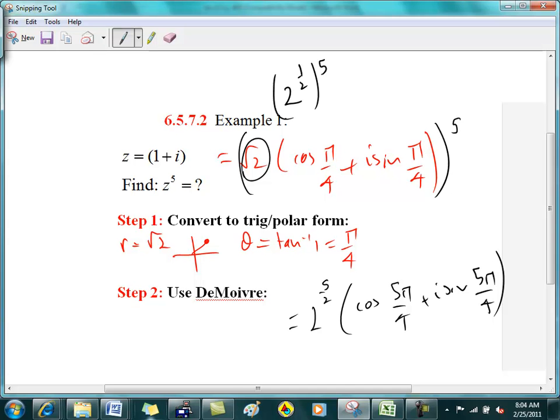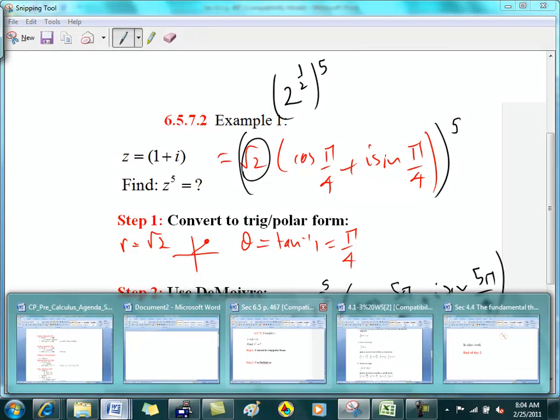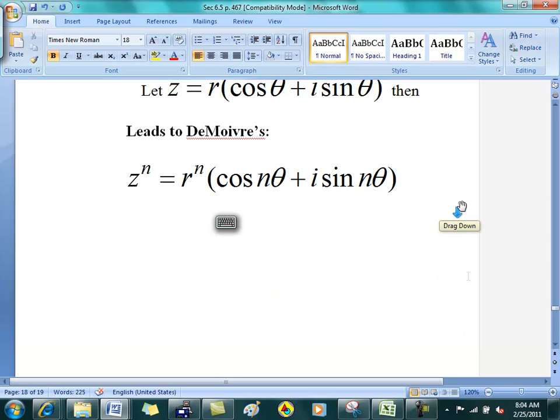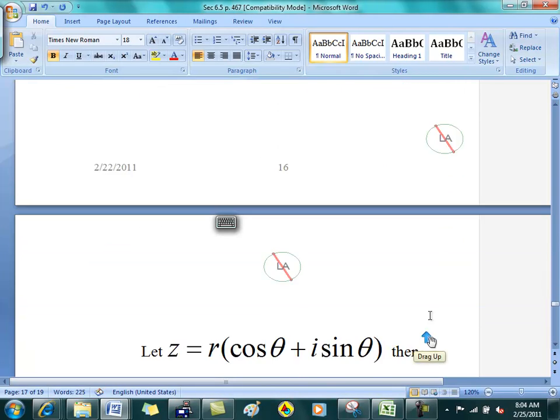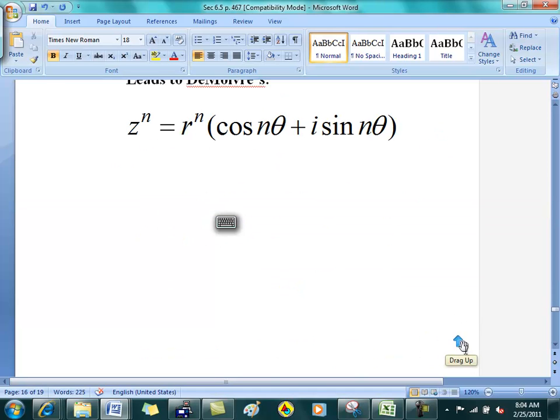Okay, let's go back to our friend De Moivre. Right there. So that's De Moivre's theorem. In the example that we have, what is n equal to, Sam? 5. So 5 times theta. Theta was pi over 4. So it becomes 5 pi over 4. All right? Is that the question? Did I get you right?